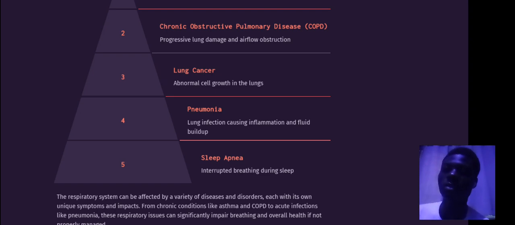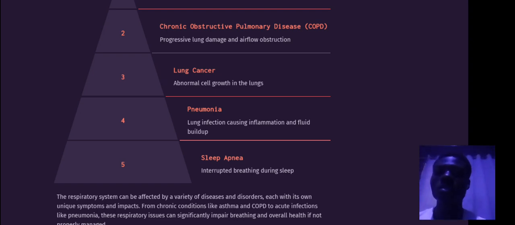And then lastly, I have sleep apnea. Sleep apnea is interrupted breathing during sleep. It's not very common, it's a rare condition. It normally happens during sleep. You see that the person gasps for air or is unable to breathe or has shortened breath. It is interrupted breathing during sleep.